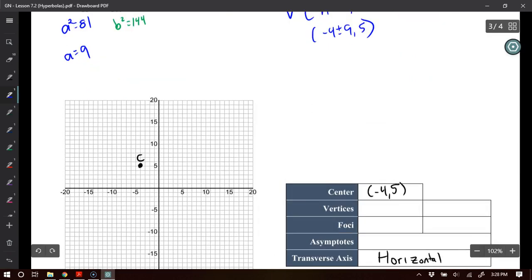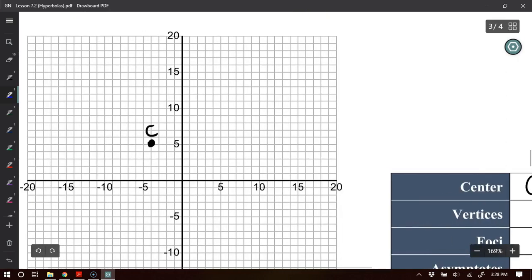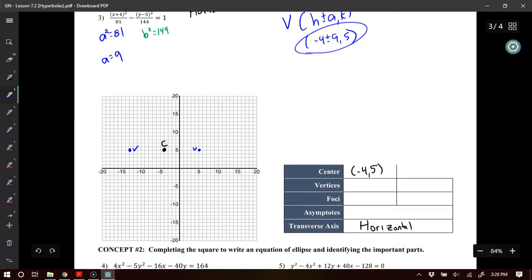I know it's a horizontal hyperbola, and I know a is the distance from the center to the vertices, so I'm going to count right. 1, 2, 3, 4, 5, 6, 7, 8, 9, and there's a vertex. Go to the left. 1, 2, 3, 4, 5, 6, 7, 8, 9, and there's the other vertex. Or I can use this up here and plug them in. What that's going to give me is the coordinate -13, 5 on the left side, and 5, 5 on the right side.